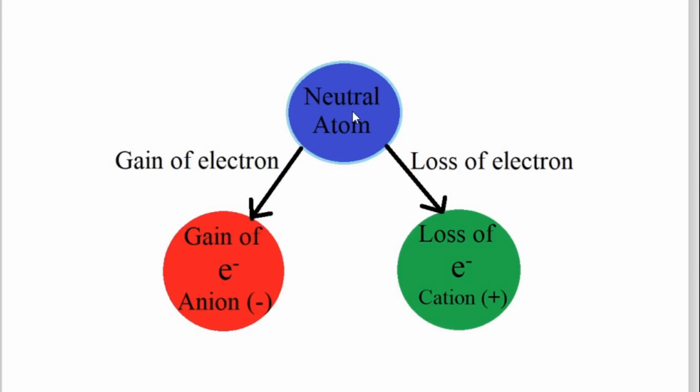When a neutral atom loses an electron, e minus, it gets converted into a cation, because the negative charge is decreased, which means the positive charge will increase. And in this way, when a neutral atom gains an electron, gain of electron, then that is called an anion. So this diagram is also very self-explanatory.